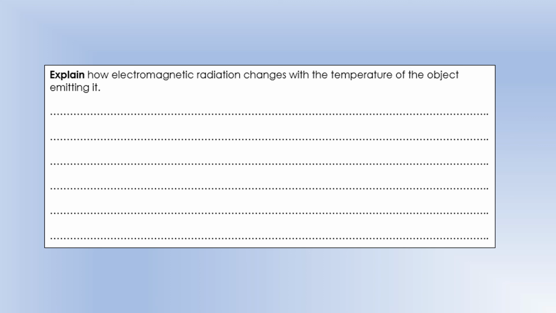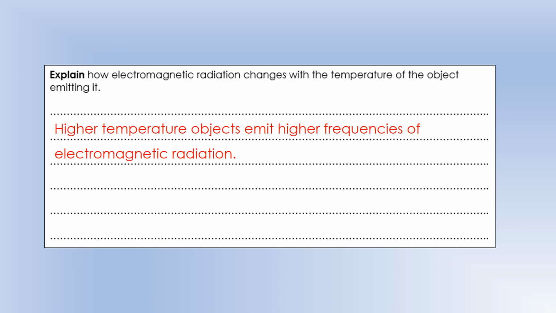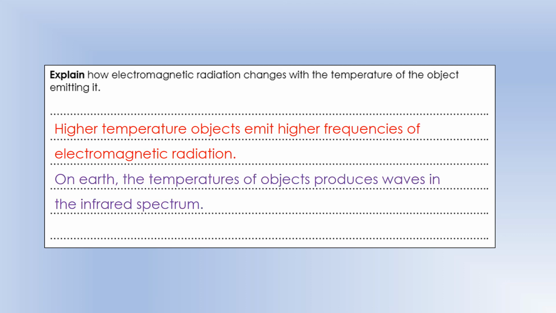Okay, so in terms of how the radiation changes with the temperature of the object emitting it, higher temperature objects emit higher frequencies of electromagnetic radiation. And in terms of how that's relevant, so on Earth, the temperatures are about the right level to produce infrared, the infrared section of the spectrum, which is why we usually describe it as infrared radiation in terms of energy transfer.